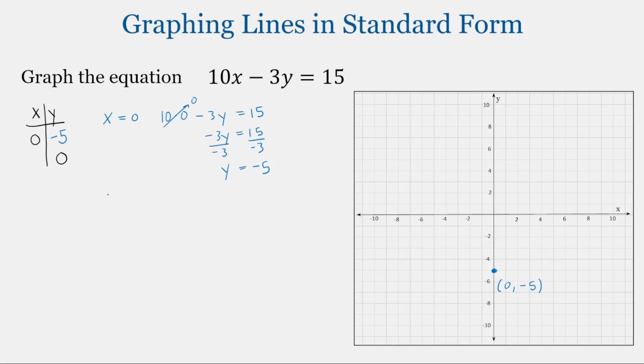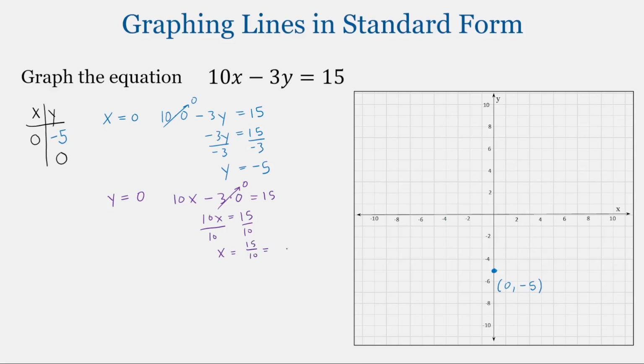Now let's find that x-intercept. And with the x-intercept, we have a y value equal to 0. So this is 10x minus 3 times 0 equal to 15. Again, multiplication by 0 gives us 0. So we have 10x equal to 15. Now we're going to divide by 10, giving us 1x equal to 15 tenths.